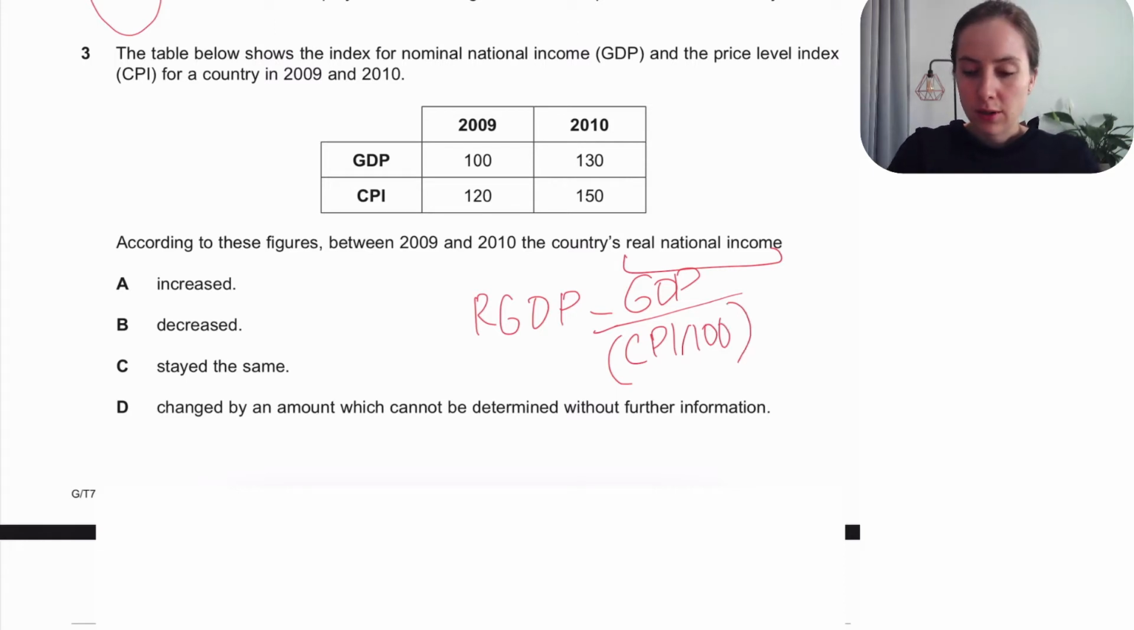So in 2009, in my calculator, the real GDP would be 100 divided by 120 over 100, which is 83-ish. And in 2010, let's do the same thing. So it's 130 divided by 150 divided by 100, which is 86. So it's increased.